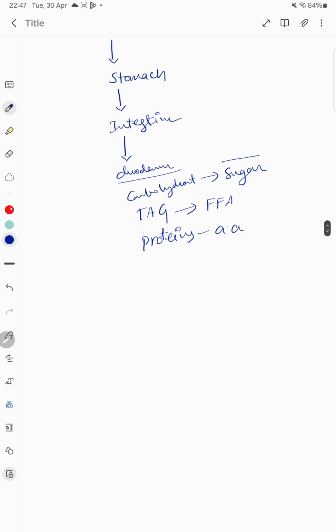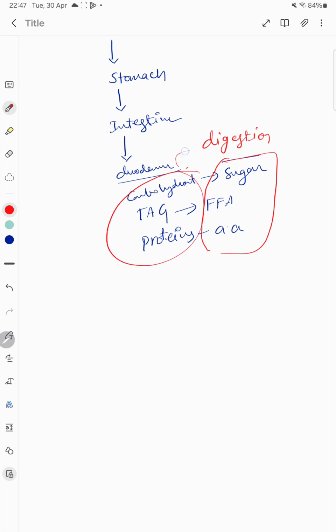All these contents broke down. This is called digestion. Okay, the process of converting complex biomolecules into simpler molecules called sugars, free fatty acids and amino acids. Carbohydrates will be converted to sugars, triglycerides will be converted to free fatty acids, proteins will be converted to amino acids. This process is called digestion.